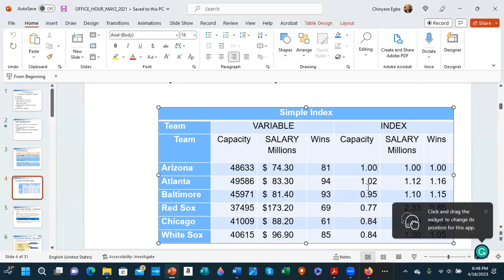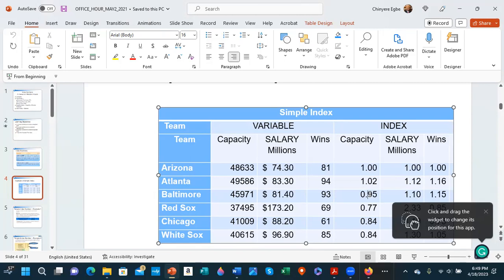If you divide Atlanta by Arizona, you get 1.2, which means that Atlanta has a capacity that is 2% more than that of Arizona. And then we see Baltimore. We divide Baltimore by Arizona, we get 0.95. That simply means that the capacity of Baltimore Stadium is only 95% of Arizona. And so we do for Red Sox, we do for Chicago, and we do for White Sox.